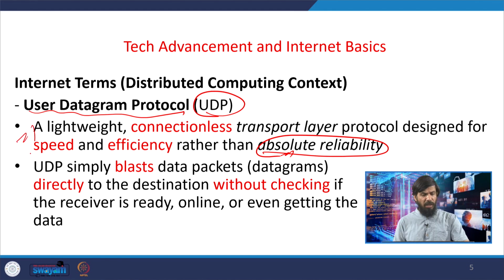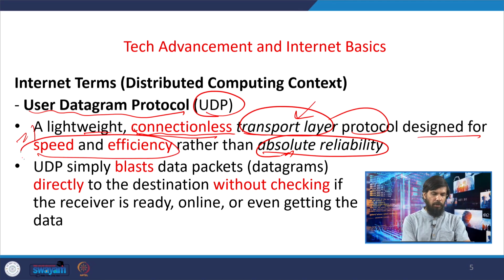It is a lightweight, connectionless transport layer protocol. Just like TCP, this is also an example of a transport layer protocol. It is lightweight and connectionless. TCP was connection oriented, right, and this is connectionless, designed for speed and efficiency. So when faster sending and receiving of packets is needed in an application, UDP may be more suitable in comparison to TCP.